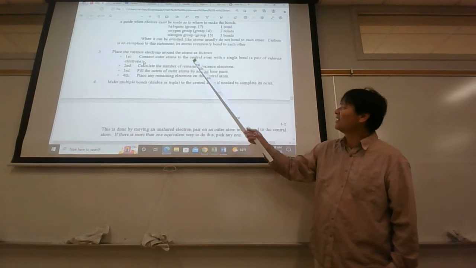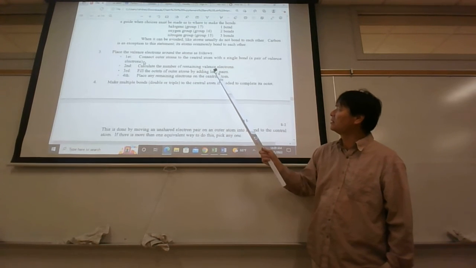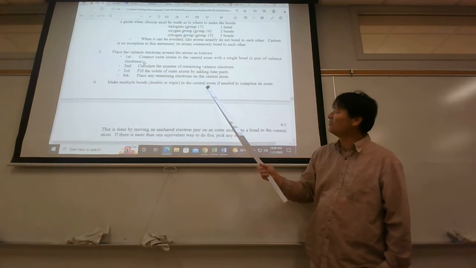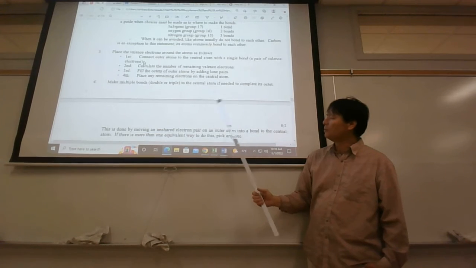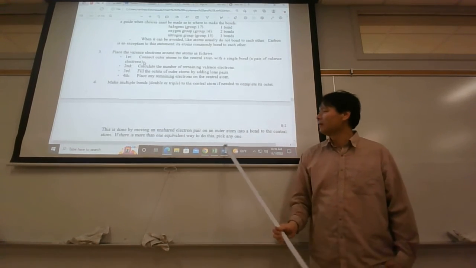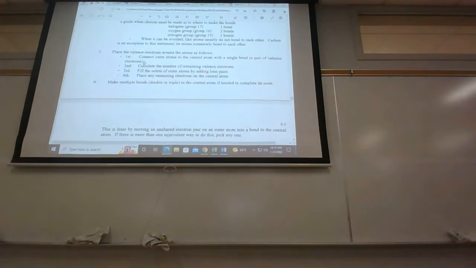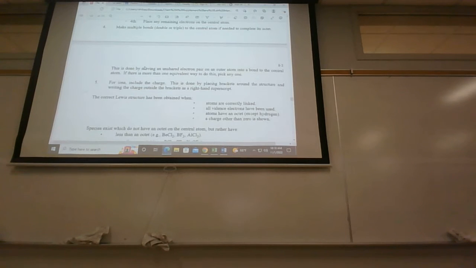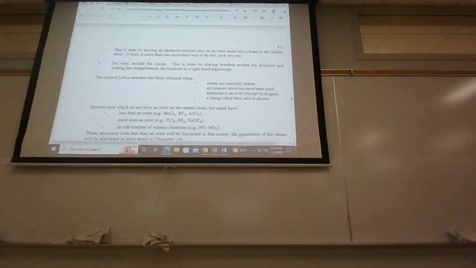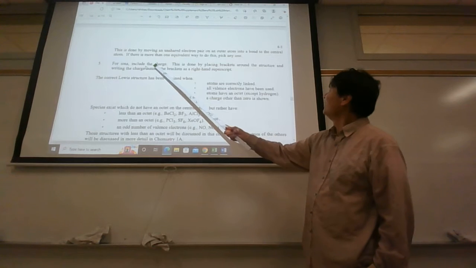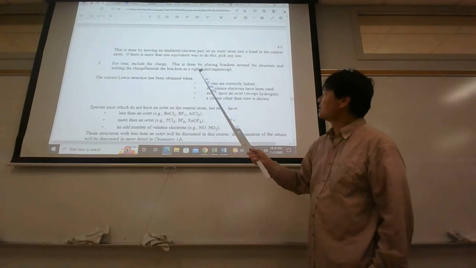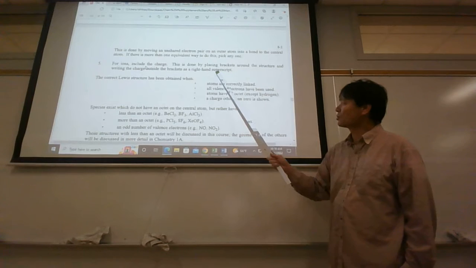Okay, so we connect the atoms, and then we fill the octets of the peripheral atoms, and then we place any remaining electrons on the central atom. And if we don't have octets, then we add multiple bonds. And so we can follow these instructions here. When a Lewis structure is charged, we place square brackets around it and then write a right-hand superscript indicating the charge.